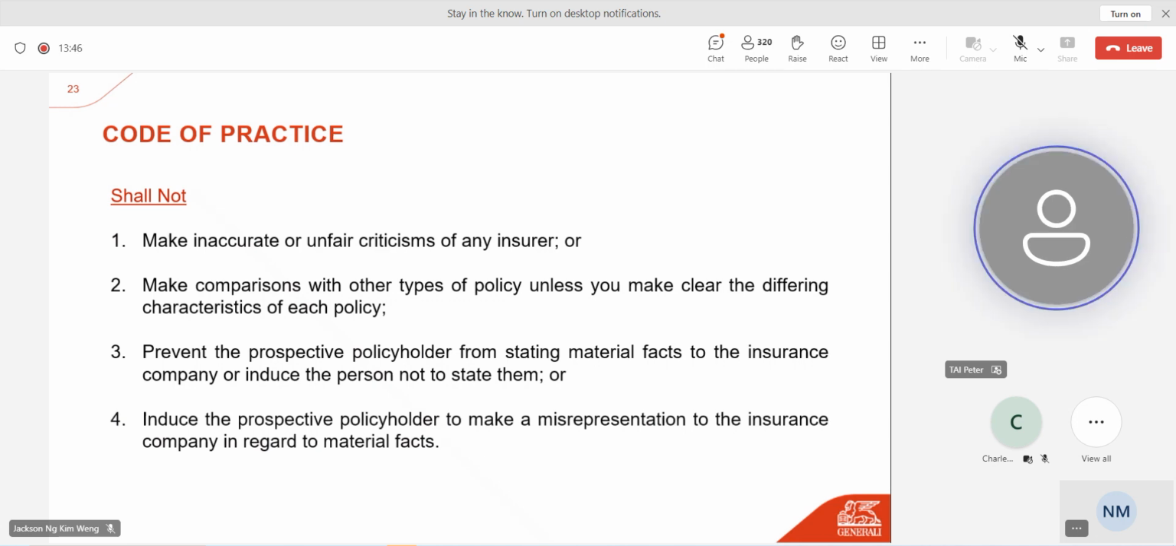Okay, again, you should not make any misrepresentation. Any misrepresentation is tantamount to cheating, and anything that is cheating or fraudulent, the policy will not take effect. The policy will be considered as null and void. Next.